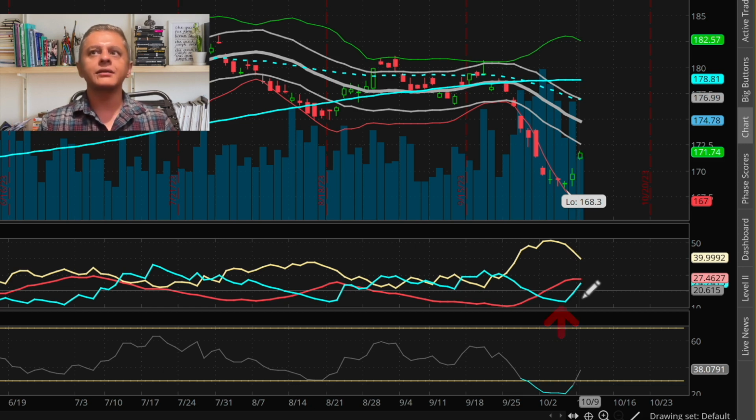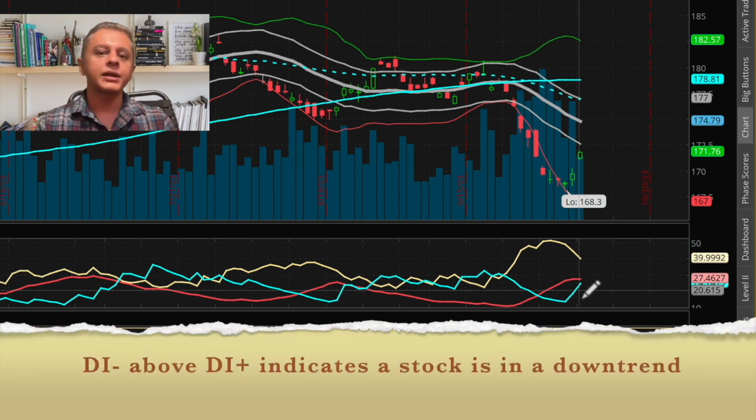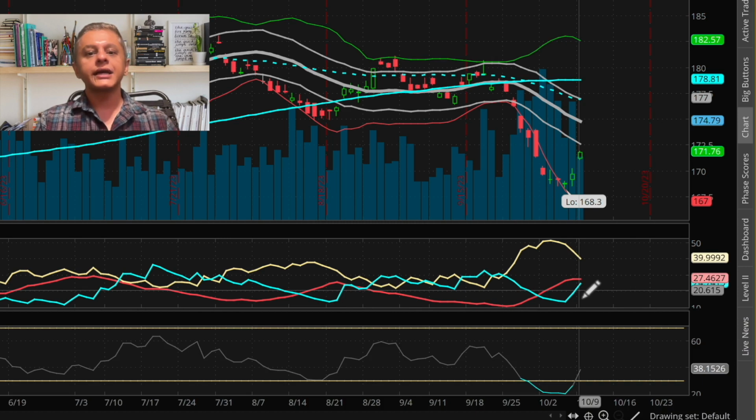Because green usually indicates something is going up and red indicates the markets are going down, it helps me remember that. But sorry about that, the colors are kind of switched. When the DI minus line is above DI plus, it indicates that the stock is in a downtrend. And similarly, when the DI plus line is above the DI minus, it indicates the stock is in an uptrend.